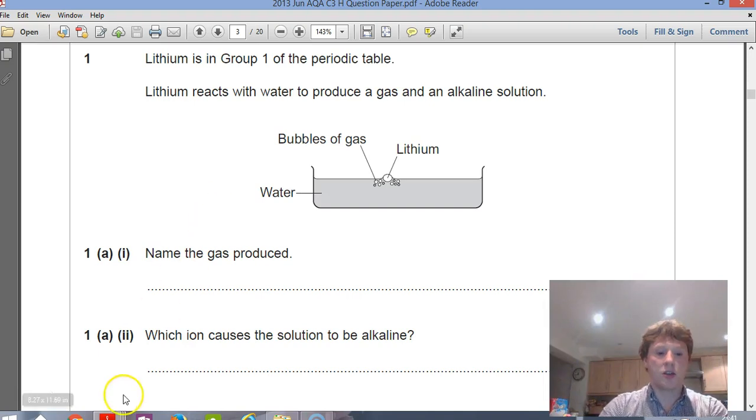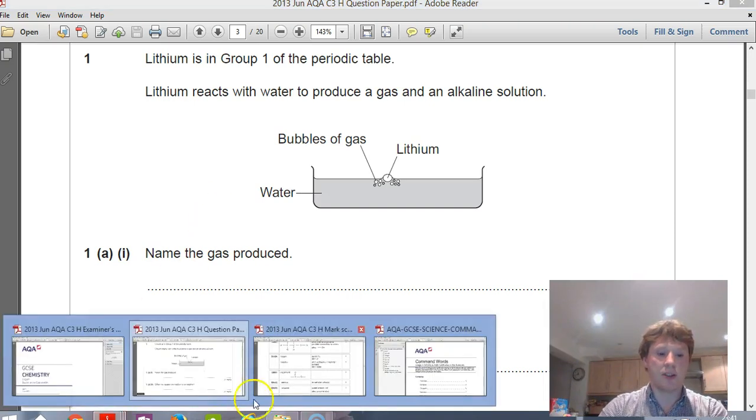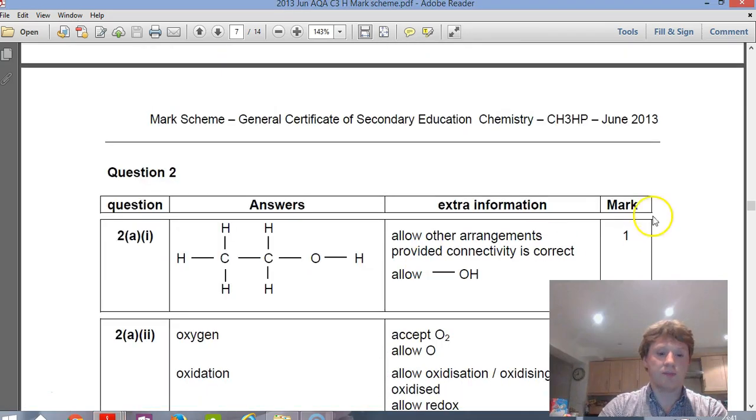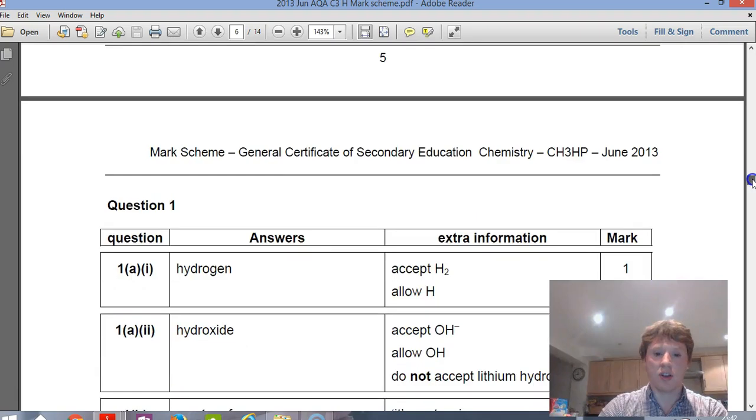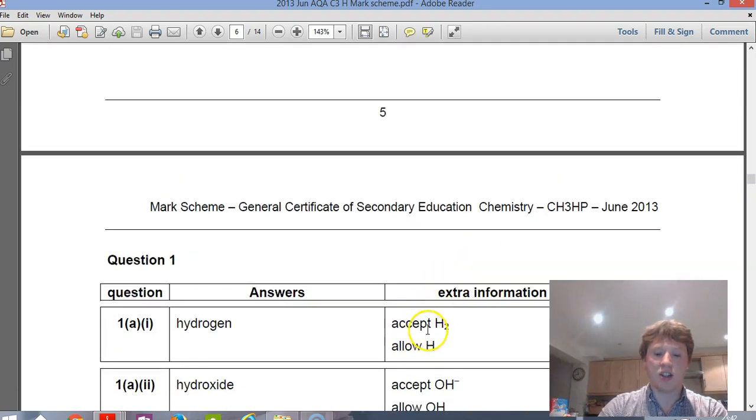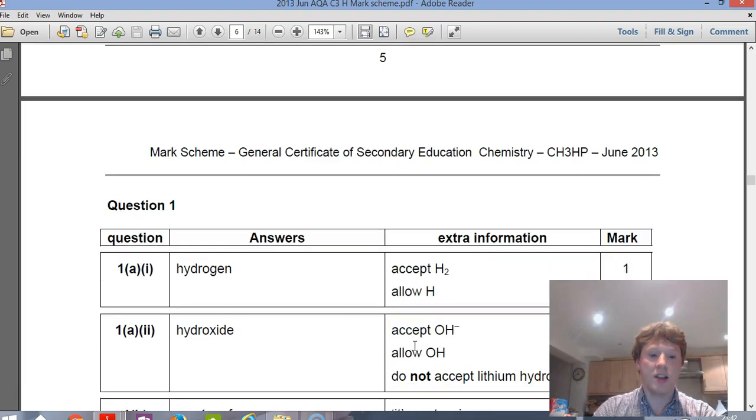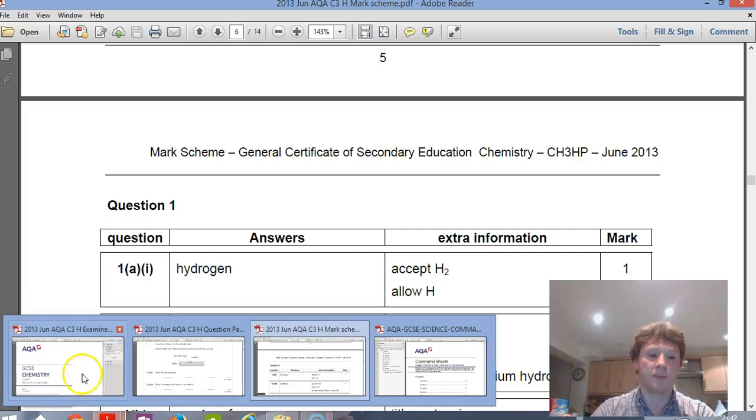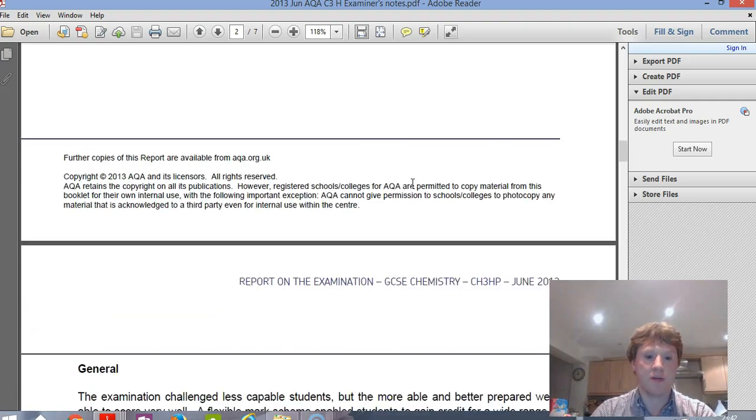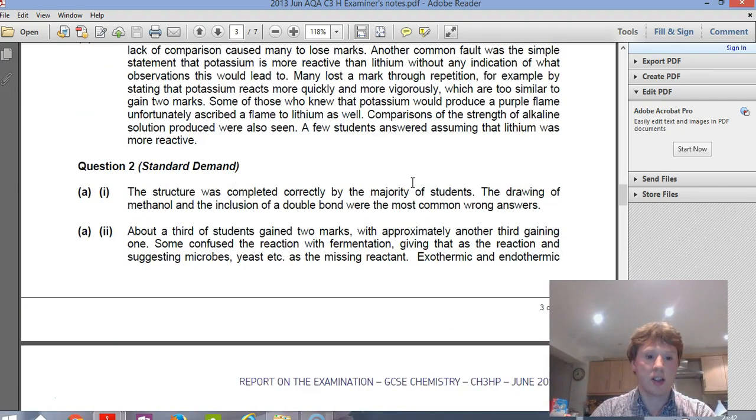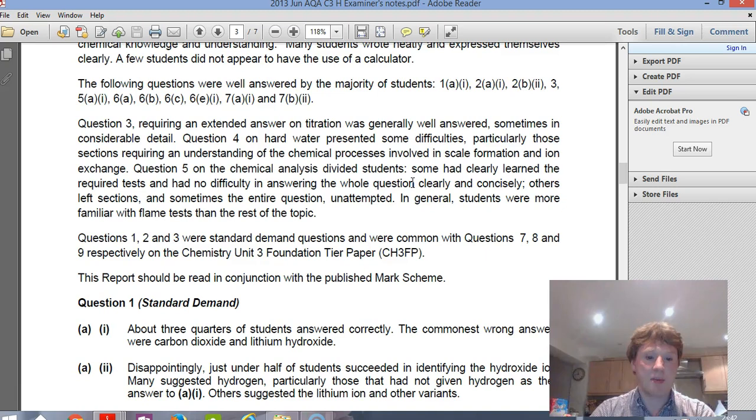Right, so the gas produced is hydrogen, and the ion that causes things to be alkaline is the hydroxide ion. You're allowed to write H2 and H for hydrogen, and for hydroxide you're allowed to write OH minus, OH, but not lithium hydroxide, because that's not an ion, that's the name of a compound. Right, the examiner's notes are always very useful, but these two questions are quite straightforward, so I don't expect there's much to say about them.